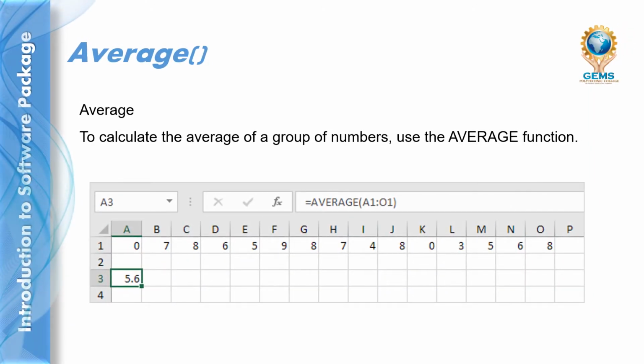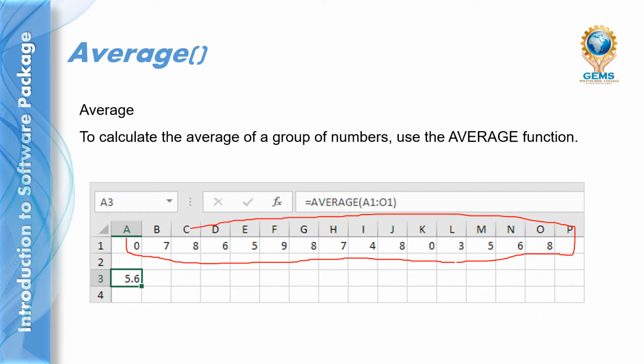First we will see the average function. To calculate the average of a group of numbers, use the average function. In this example, here there is a group of numbers, and among this group of numbers we have to calculate the average.